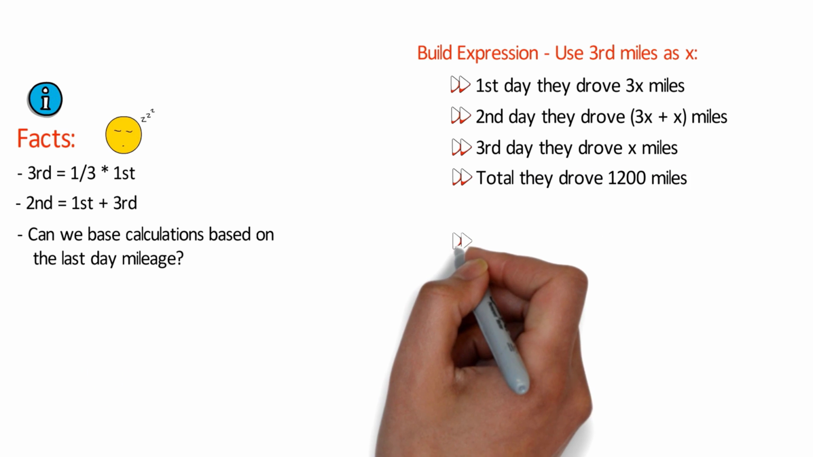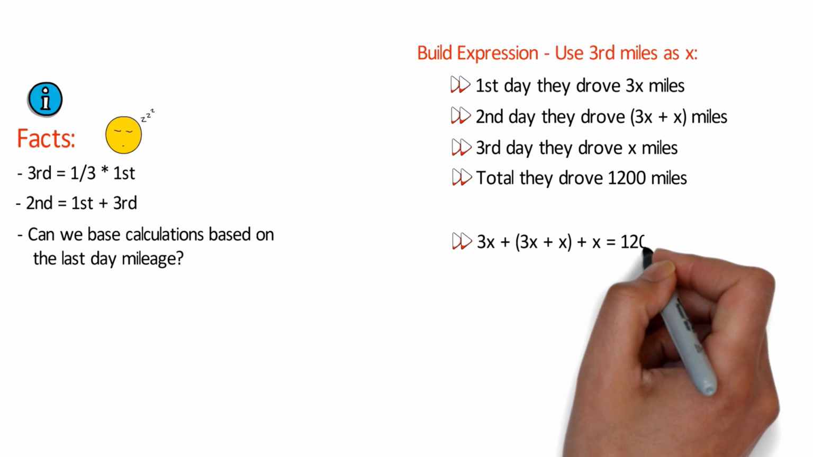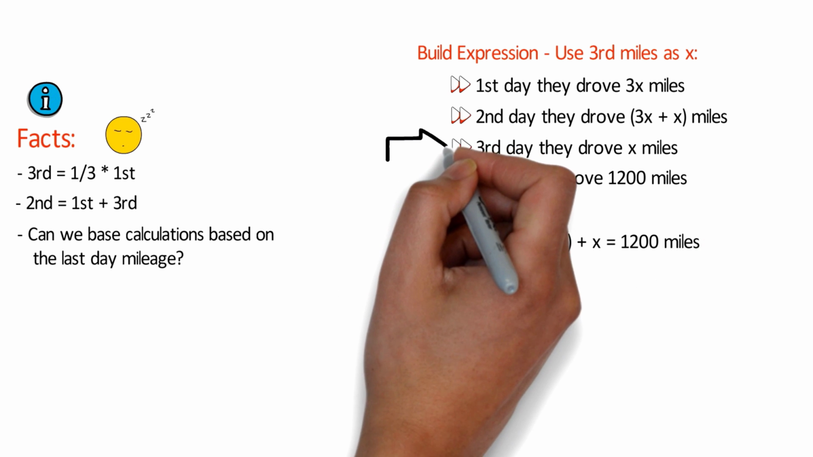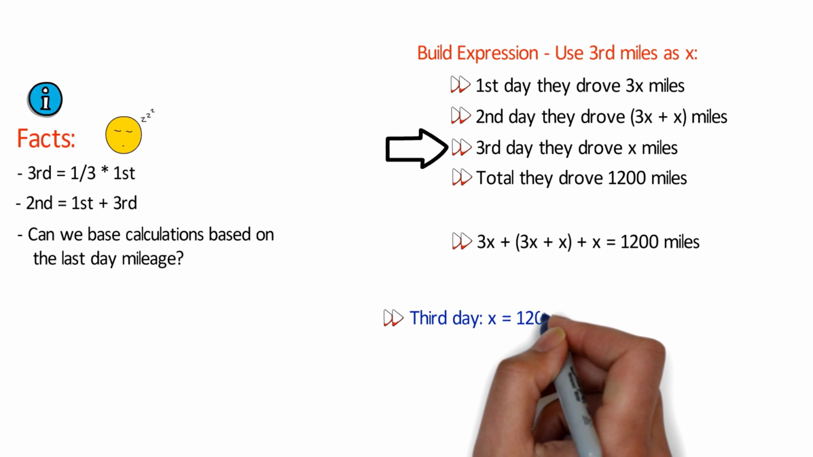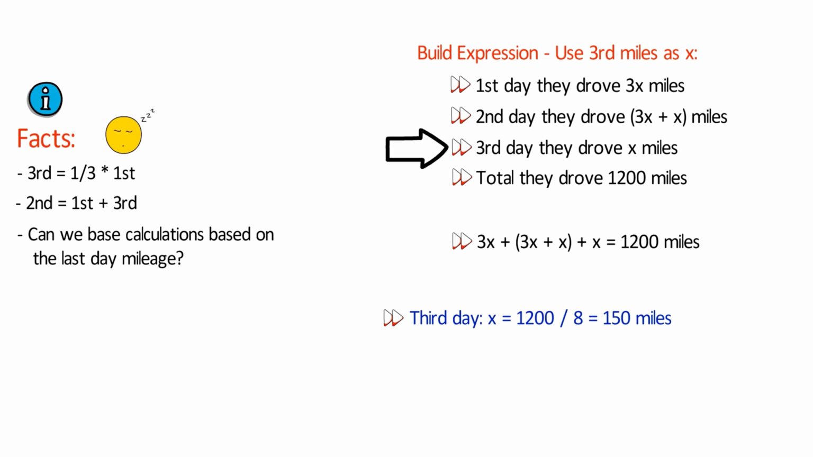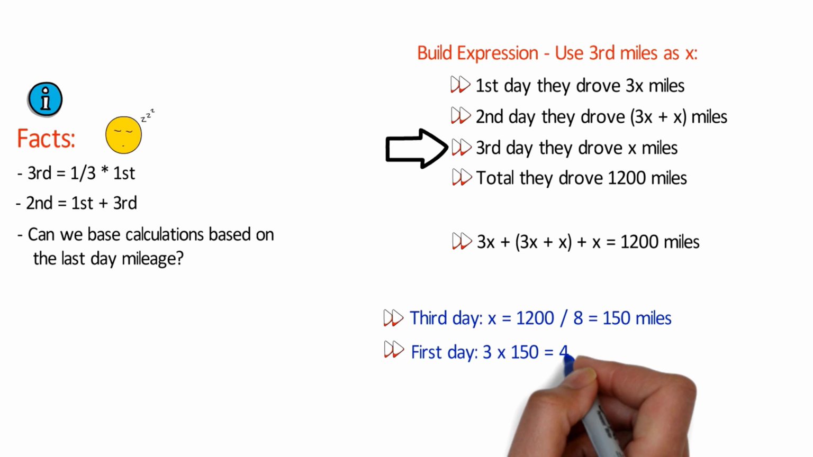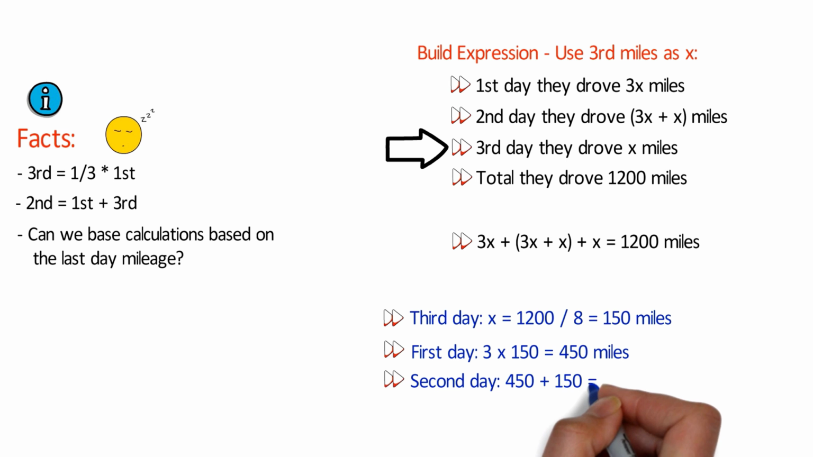So now we can build an expression: 3x in parentheses, 3x plus x, and then plus additional x equals 1,200 miles. Let's do the calculation for x, which also represents the third day. x equals 1,200 divided by 8, which is 150 miles. And this is how many miles they drove on the third day. On the first day then, they drove 3 multiplied by 150, which is equivalent to 450 miles. And on the second day, they drove 450 plus 150 equals 600 miles.